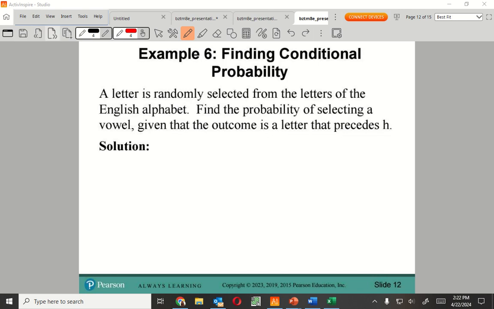Here's us actually using this. A letter is randomly selected from the letters of the English alphabet. Find the probability of selecting a vowel given that the outcome is a letter that precedes H. Now, you're going to write this down right now. Always start with the given.